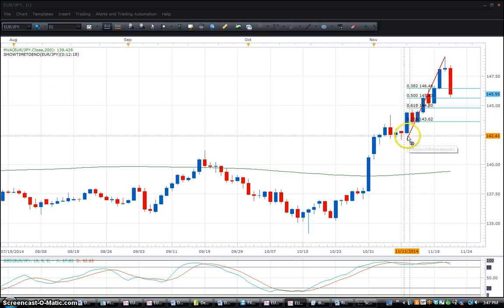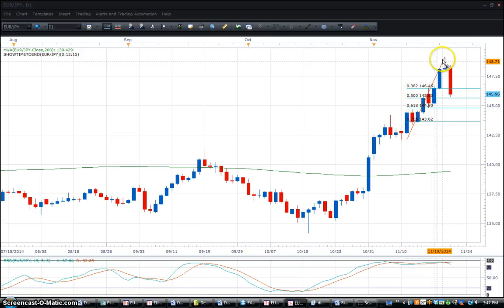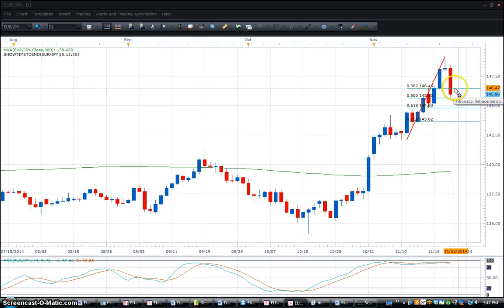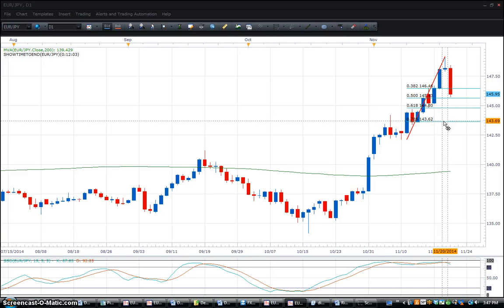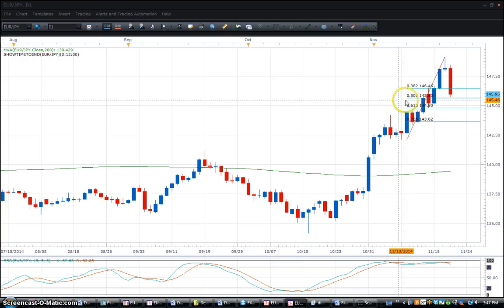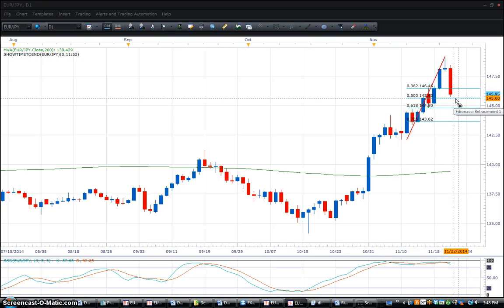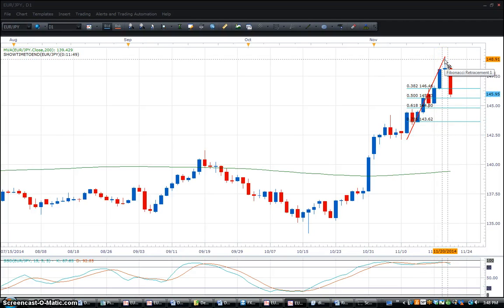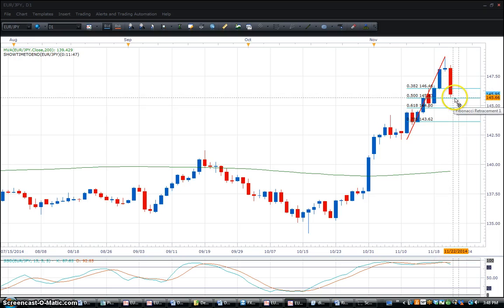If the whole move from bottom to top, this red line, is 100% of the move, then if price retraces 38.2%, we're at this Fib level. If it retraces 50%, we're there. 61.8, we're there. 78.6, we're at this level. The idea with the Fib retracement tool is to wait for price action to stall at one of those Fib levels.